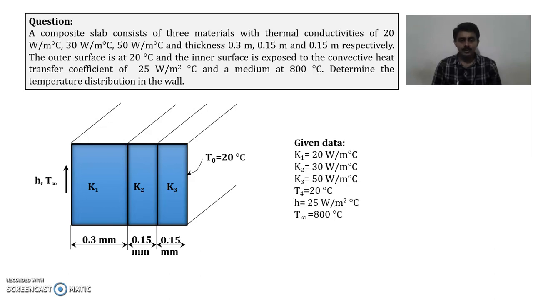The given parameters as listed: the thermal conductivity of three different materials, the temperature at one surface, the outer surface, and the convective heat transfer coefficient as well as the medium temperature. To find the temperature on interfaces as well as the surfaces.